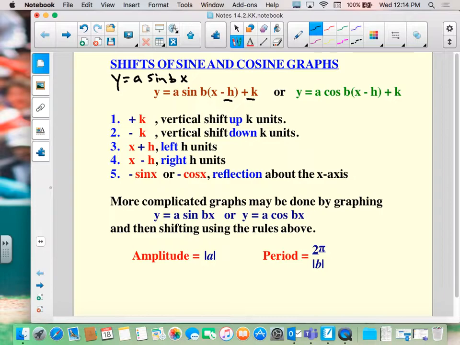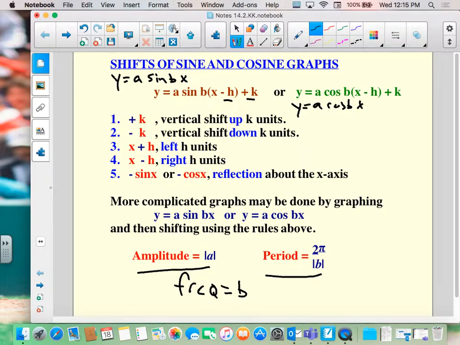And remember the reflections over the x-axis. So if we put a negative sign in front of there, we've got our reflection over the x-axis. Remember, our formulas still hold true. Amplitude is a, period is 2 pi over b, frequency is b, and here is our parent for the cosine function. Notice we've added that h and k again, and the same things apply as to a sine function.